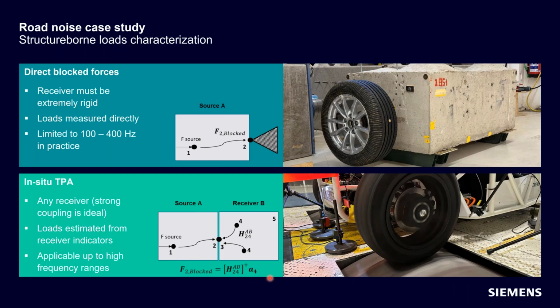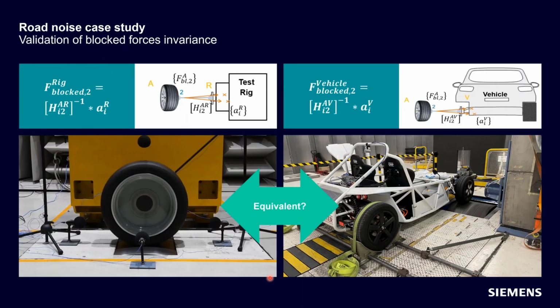And this works up to much higher frequencies compared to the direct methods. Now for these projects, just like for BMW, we want to validate that these blocked forces really are independent, so that they really are a characteristic of the wheel and tire. The way that we do this is by repeating this in situ TPA exercise for 2 different receivers. Once we will do it on a tire test bench, and once on a vehicle. And if we get the same blocked forces, then it means that they must be receiver independent, of course.